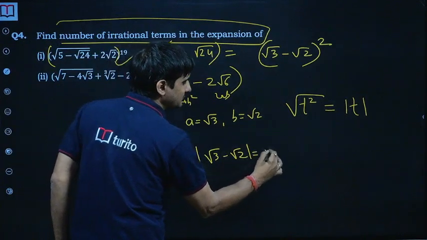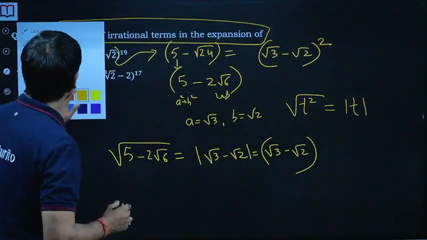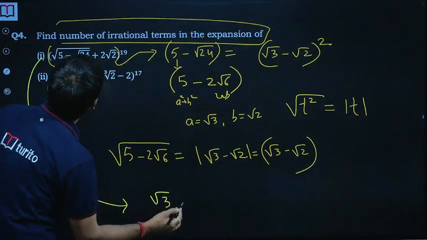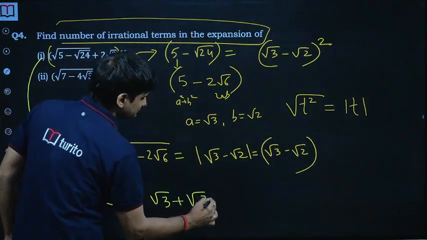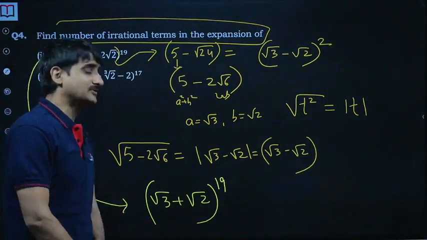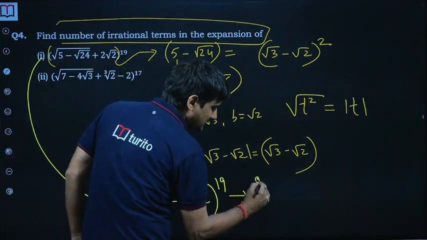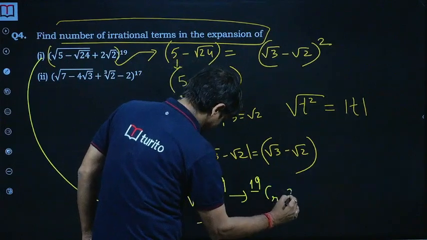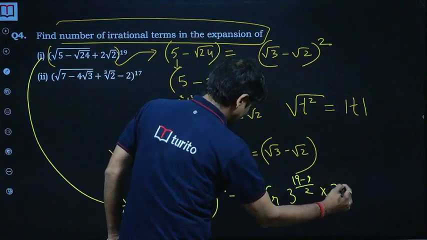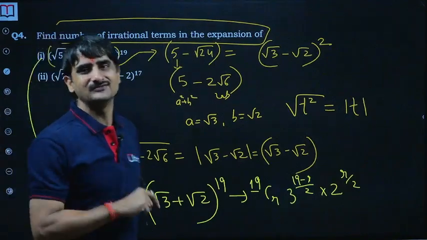So of course it has to be positive, so in any case it's going to be root 3 minus root 2. So now the binomial will be here in this case root 3 plus root 2 raised to the power 19, and the number of irrational terms in the expansion. So again here, see, the general term will be 19 C r, 3 raised to the power (19 minus r) by 2, into 2 raised to the power r by 2. Now tell me how many irrational terms will be there.